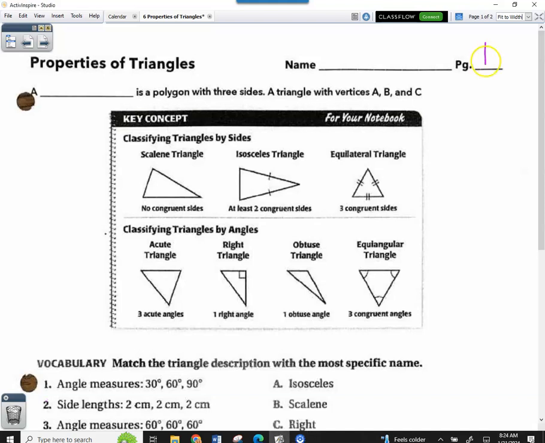This is page 18. We're looking at properties of triangles.